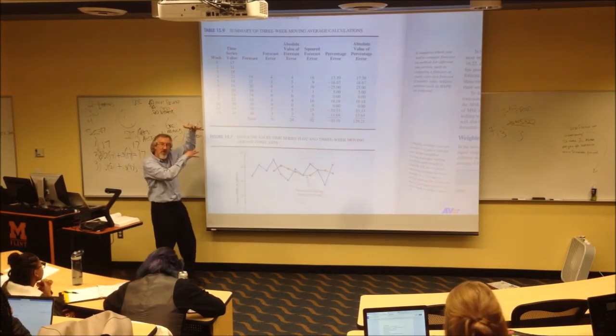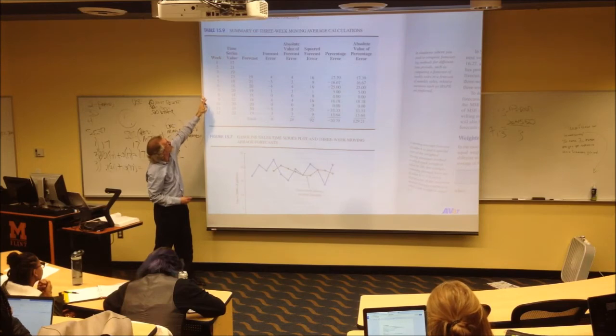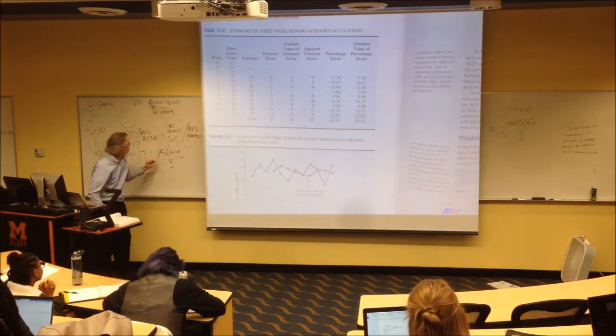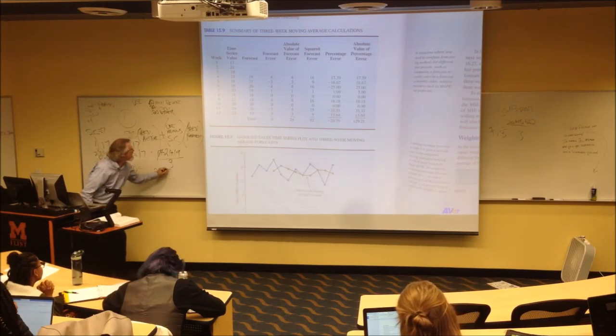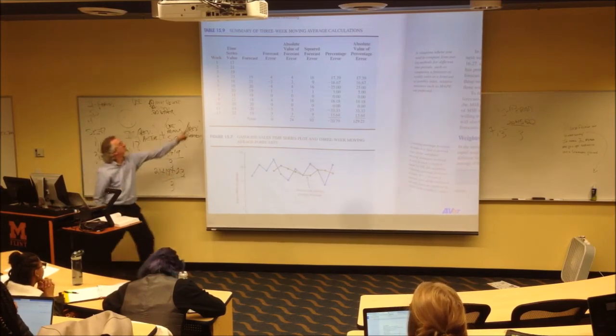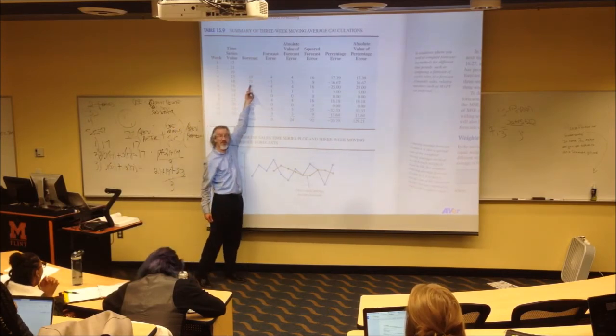Shift down. Now we're using periods 2, 3, and 4 because they're the 3 periods before 5. To get that 21, it was 21 plus 19 plus 23 divided by 3. There's our period 5 forecast.